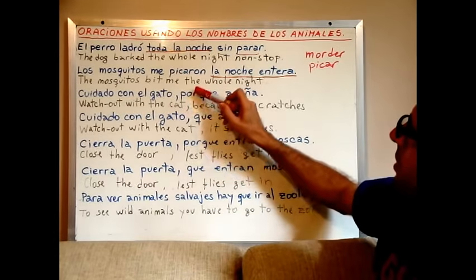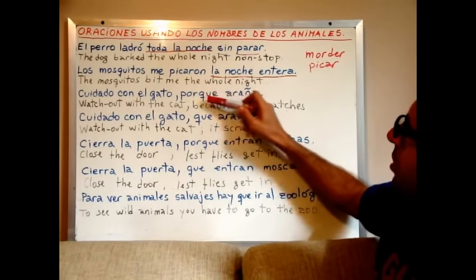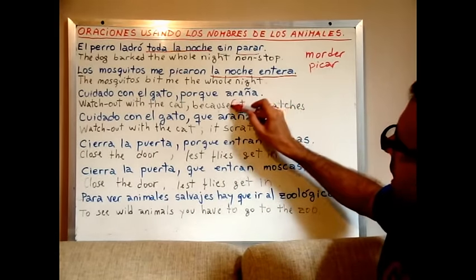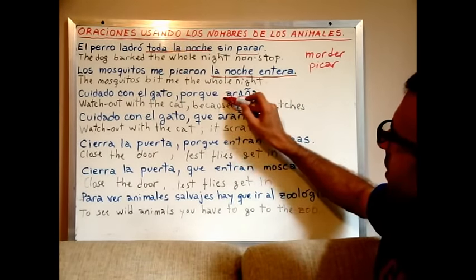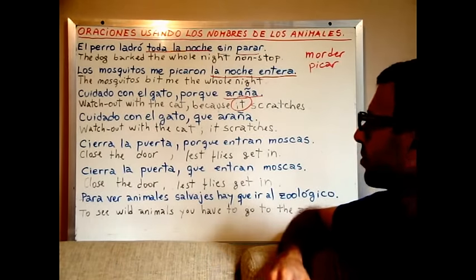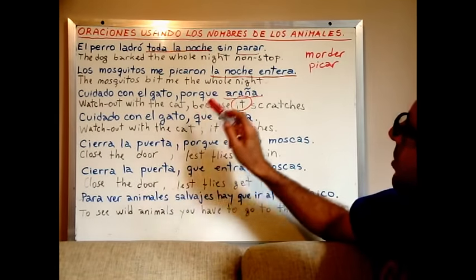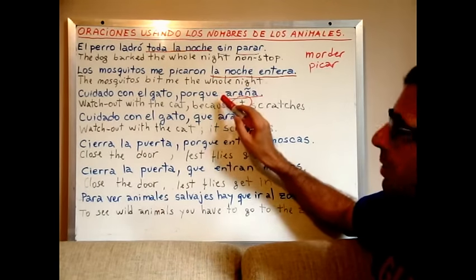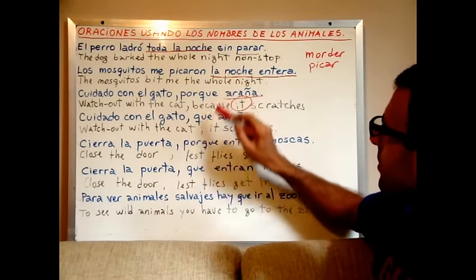But I wanted to show you the word-by-word translation. The "it" is implicit in the conjugation araña, that means scratches, right? Remember that in Spanish the pronoun usually we can omit it because it's implicit here in the verb.